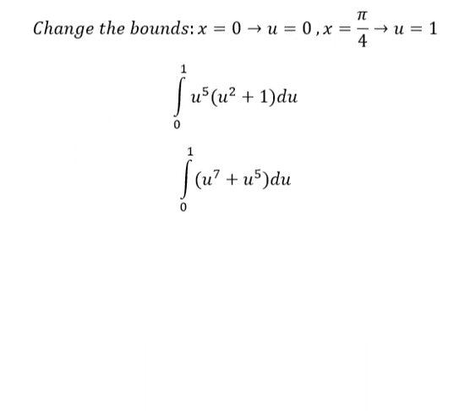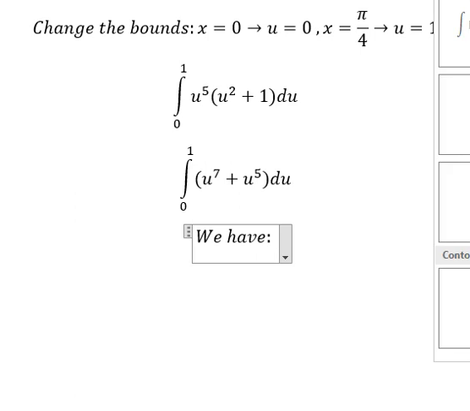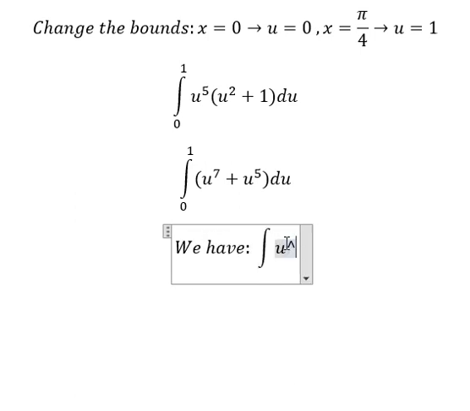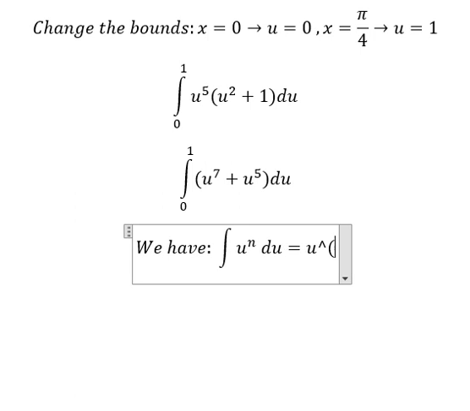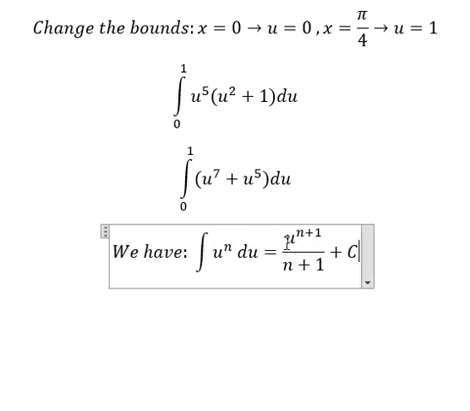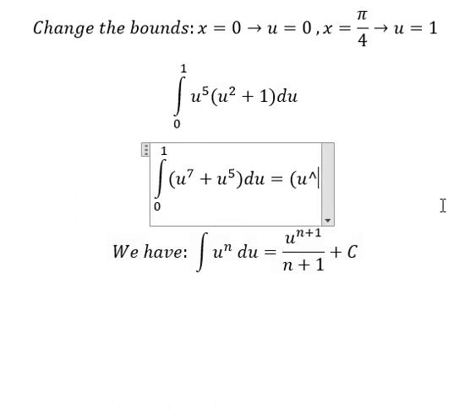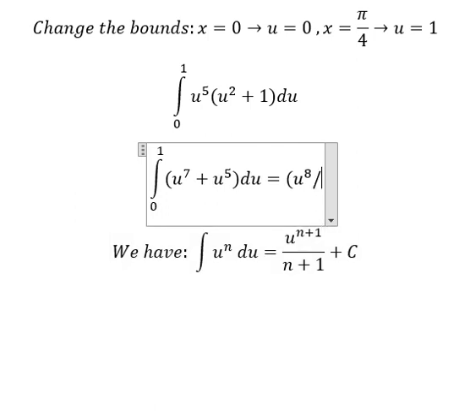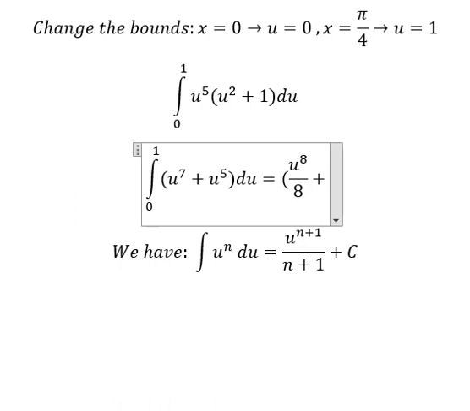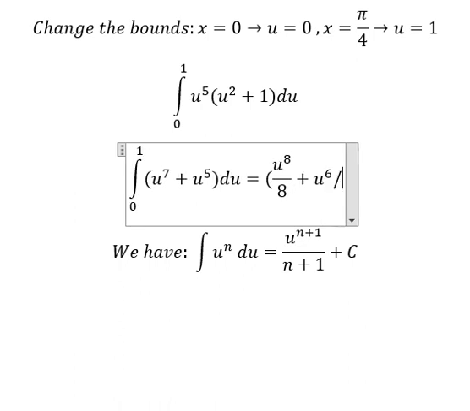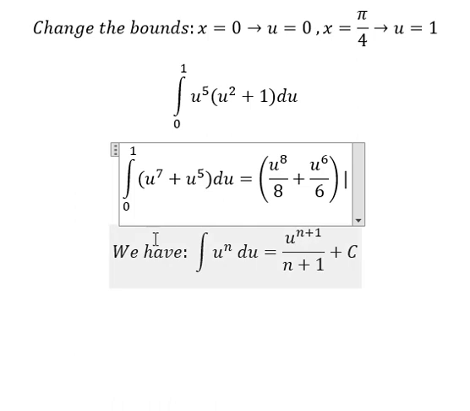And now we have the formula in here. So we put number 7 in here, and we have number 8, because 7 plus 1 is number 8. The next one is about number 6. So I will put the bounds from 0 to number 1.